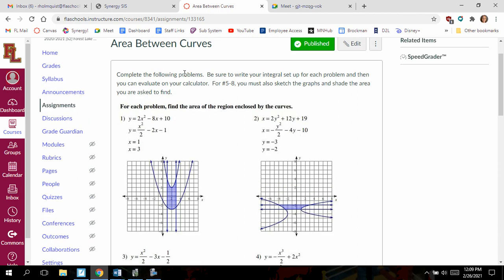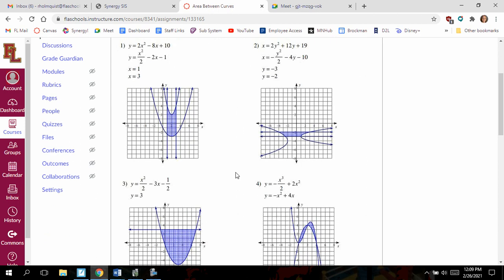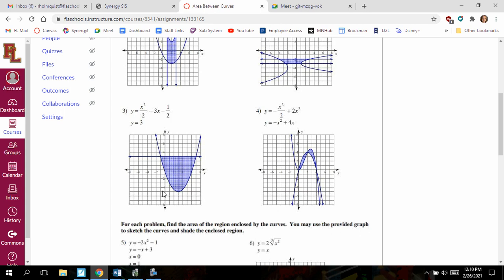Directions, it gets said, complete the following problems. Be sure to write your integrals set up for each problem and then evaluate on your calculator. For 5 through 8, you need to sketch the graphs and shade as well. So these first couple we did for you. You don't have to do them in terms of both variables. Some of them will get really bad if you do that. So you get to pick which strategy would be easier in terms of y or in terms of x. And that's why we supply the graph for you to get used to that.